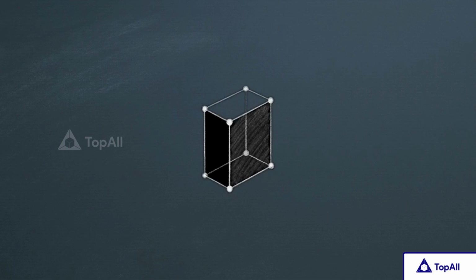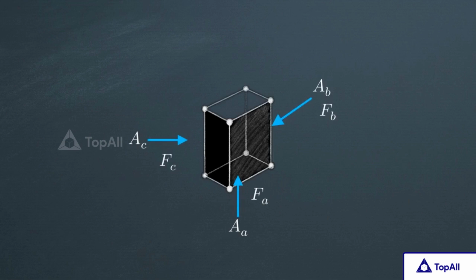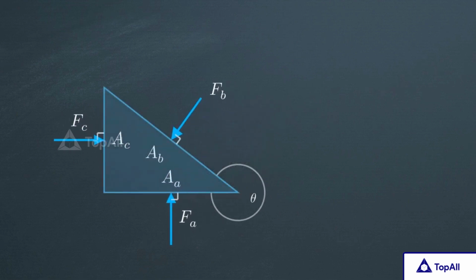At this scale, the element is small enough that we can ignore the weight of the fluid. We focus on the three distinct faces: the horizontal base, the vertical back, and the slanted hypotenuse. The surrounding fluid exerts forces, Fa, Fb, and Fc, directly onto these surfaces. Because the fluid is static, these forces must act perfectly normal or perpendicular to each face.